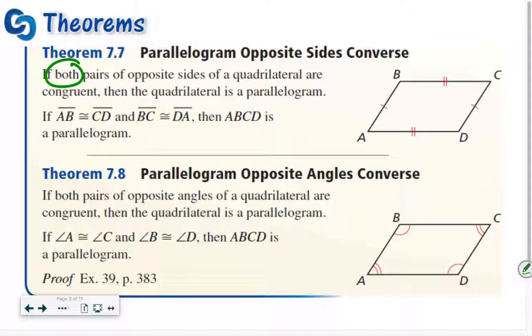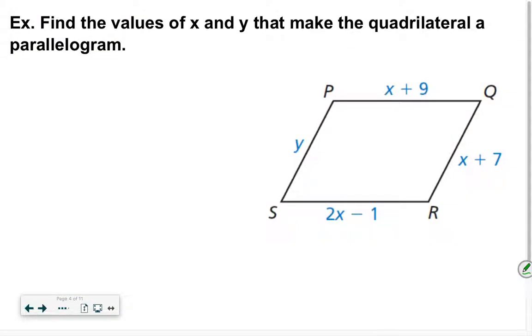If you can prove that both pairs of opposite angles are congruent in a quadrilateral, then it has to be some kind of parallelogram. There's the first two. So the first set of problems here is not really different than it was in the blue or the green notes. It says find the values of x and y that make this a parallelogram. The green note said it is a parallelogram, find x and y, but it works the exact same way.